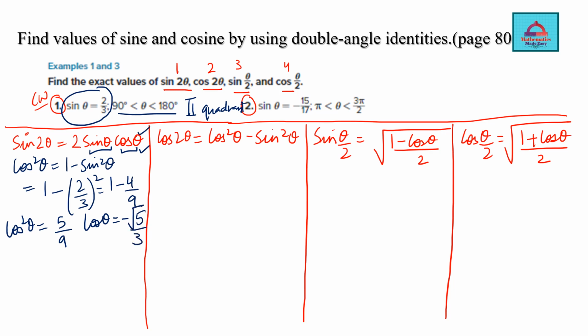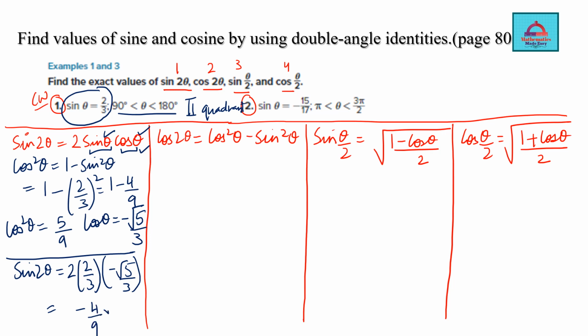So we have cos theta, we have sine theta. Let's put it in the formula. So your sine 2 theta will be 2 sine theta and negative value for cos theta. Simplify, multiply everything, and the answer will come out to be negative 4 over 9 square root of 5. Okay, so this is how you get your value of sine 2 theta.